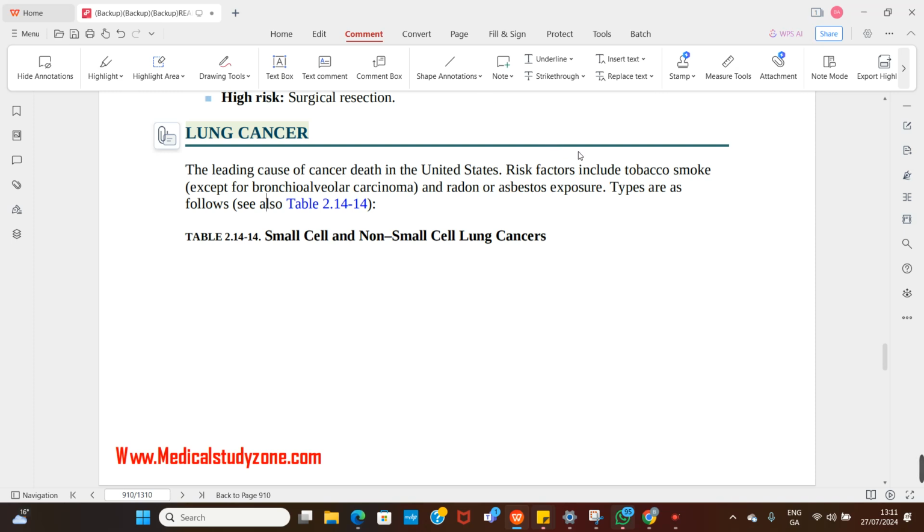So what are the risk factors? Smoking, high yield. Cannot forget that. Except the bronchoalveolar carcinoma, which is more like a pre-malignant form of adenocarcinoma of the lung. It occurs in people that are not smoking sometimes. Radon exposure. After smoking, radon is the next you want to remember. Radon exposure is one of the common causes of lung cancer. Then asbestosis. Even though it's a cause of mesothelioma, it commonly causes lung cancer.